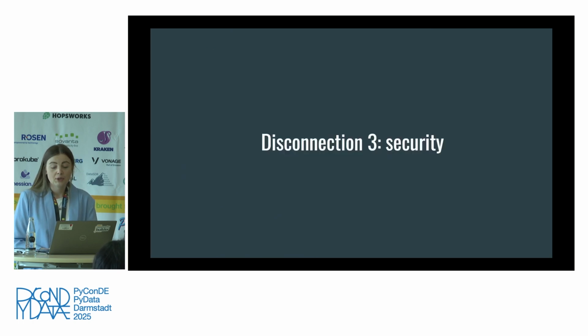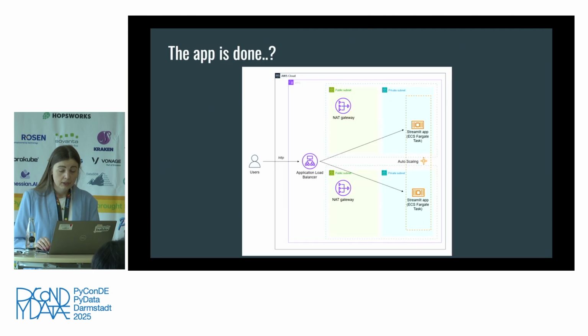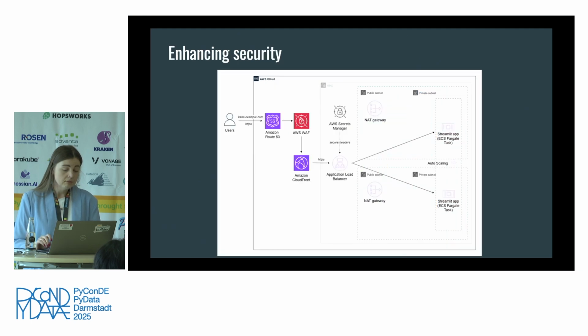The next one, a very important one, is security. And you see this setup. We have application load balancers that balance the load between two availability zones, so our app is highly available. We have our Streamlit app running on serverless Fargate. It is auto-scaled, and it seems pretty good, but we can do better. We can use services like Amazon Route 53, Web Application Firewall, and Amazon CloudFront to enhance the security.